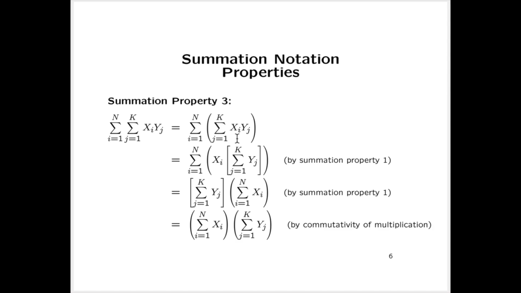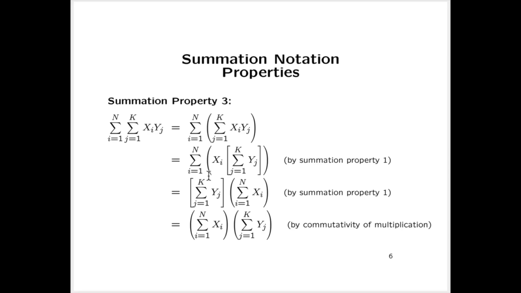X does have an index, or a subscript, but that subscript is not equal to the index of summation on this particular summation. So from the standpoint of this summation here, x sub i is a constant. And so by summation property 1, we can pull the x sub i out of that summation, and that is why we can do this.